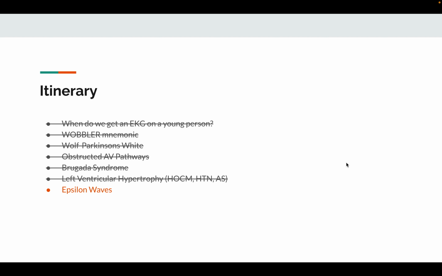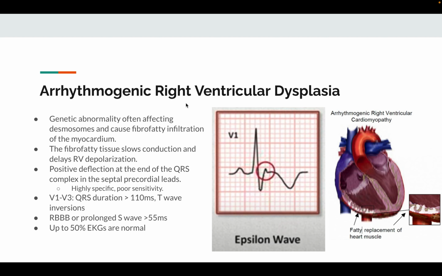And finally, we have our epsilon waves. This is our last one. Epsilon waves are seen in arrhythmogenic right ventricular dysplasia. This is another genetic abnormality which causes a fatty infiltration of the myocardium in the right ventricle. This causes, of course, we know that fatty tissue is going to be more of an insulator and less conductive than our normal myocardium. And so we're going to get a slow depolarization of the right ventricle, causing this epsilon wave. We can also see a widened QRS and often an inverted T wave.